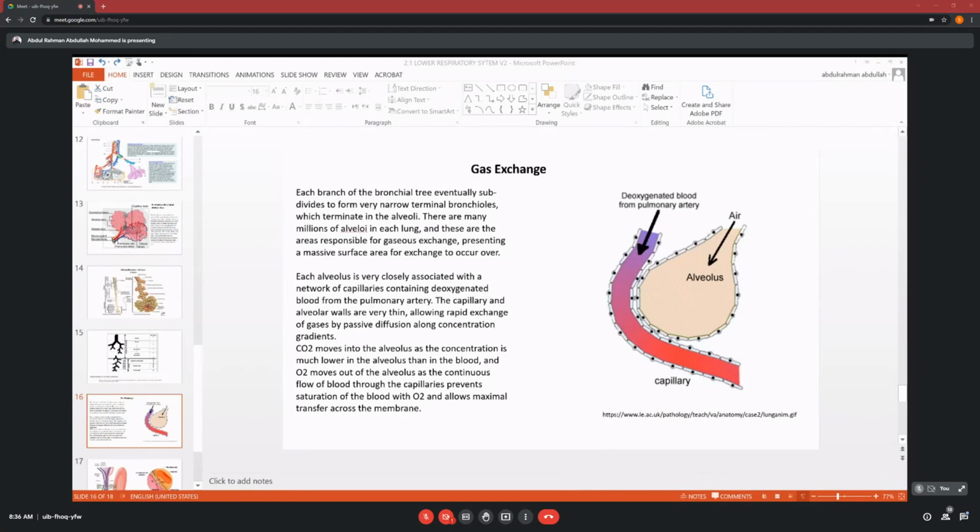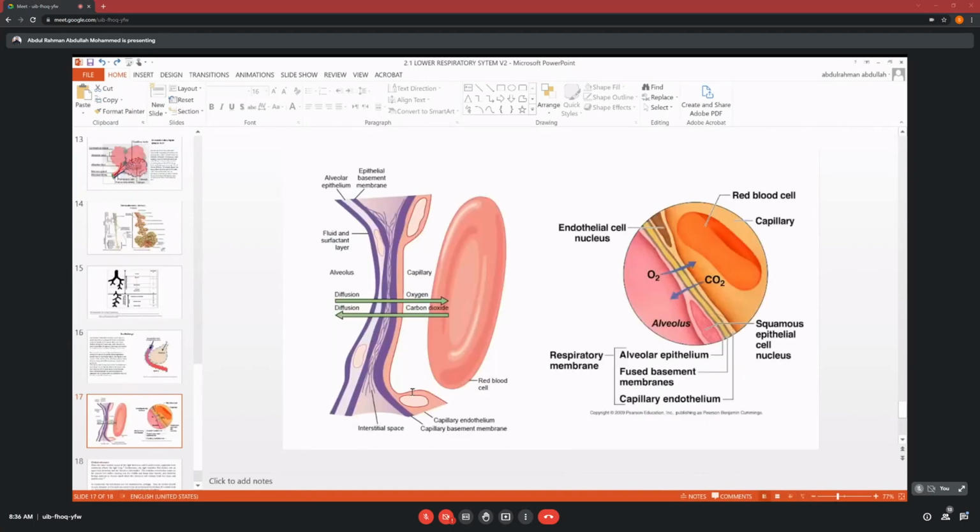With the concentration gradients, so high concentration to lower concentration. Carbon dioxide moves into the alveolus. Yeah, we have discussed this. Nothing important here. So here we are talking about the layers.